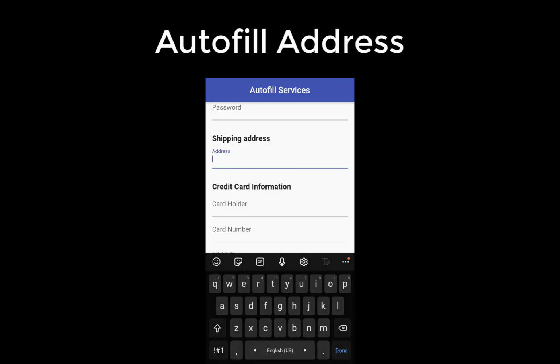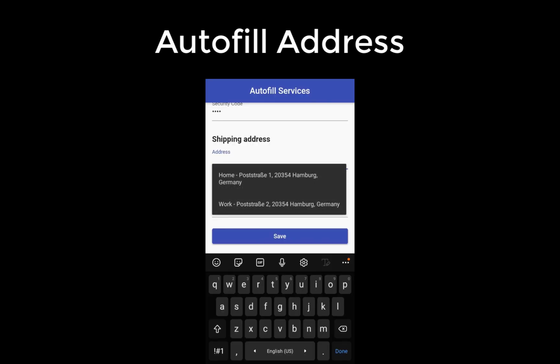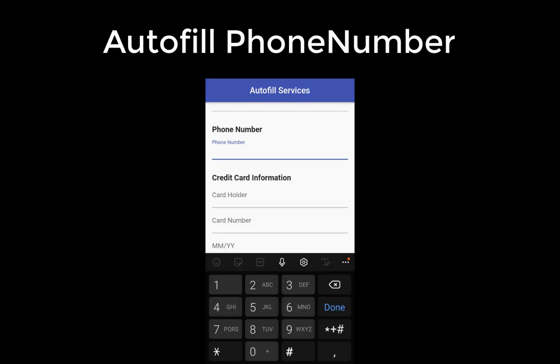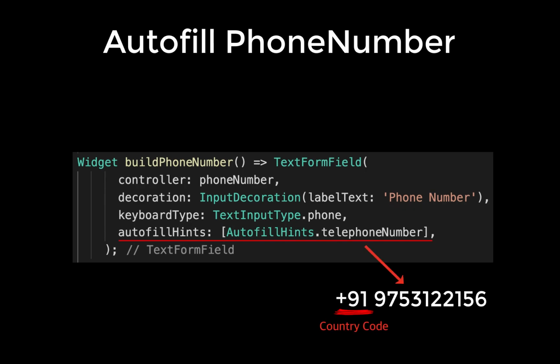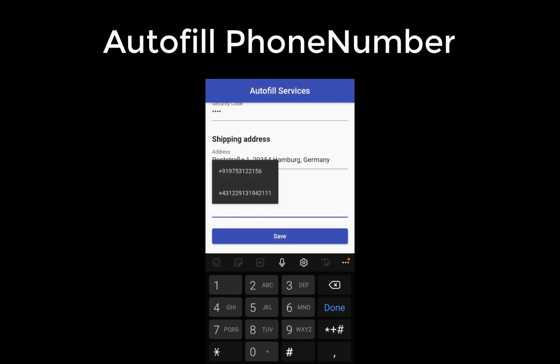Next, we will autofill the address, create again a text field and add a postal address hint to your text field. Now the user can choose his home, work or any other location. Let's also autofill the phone number, create a text field and add the telephone number hint for showing phone number with country code. Add instead telephone number national as hint if you don't want the country code to be included. As a result, the user can comfortably select his phone number.